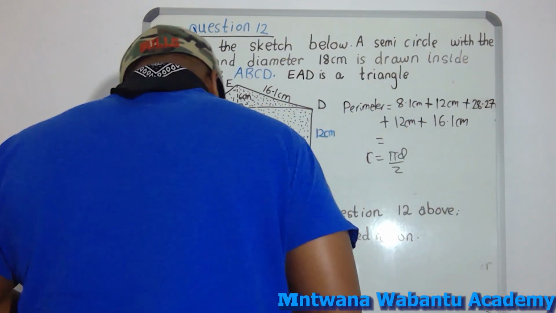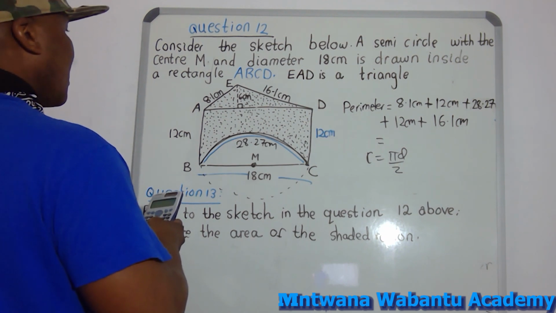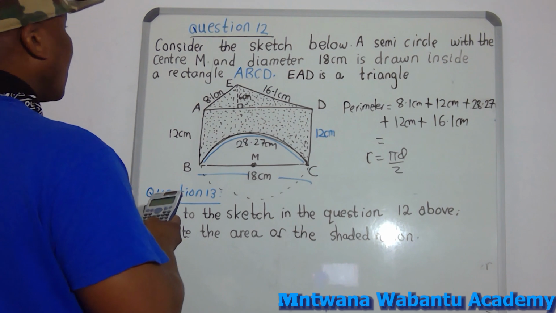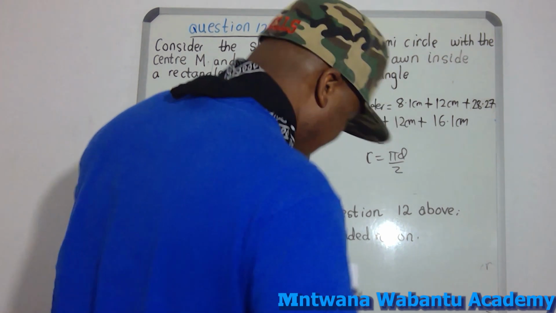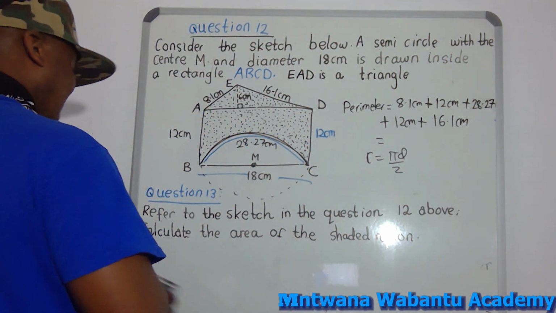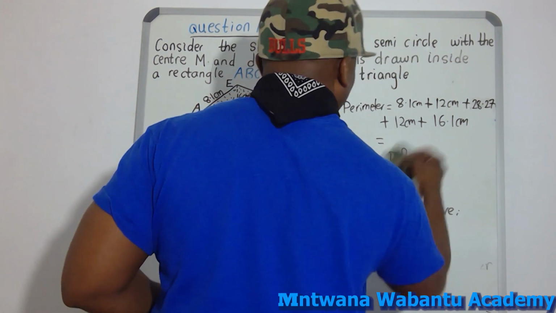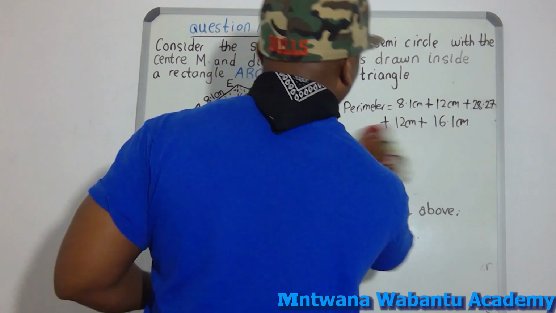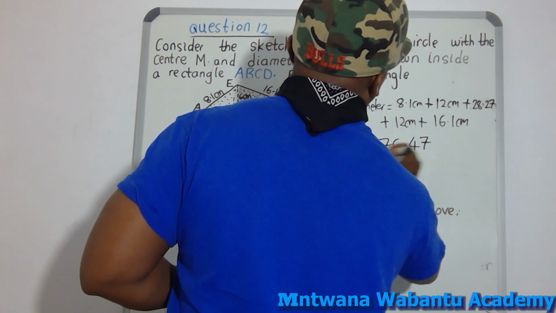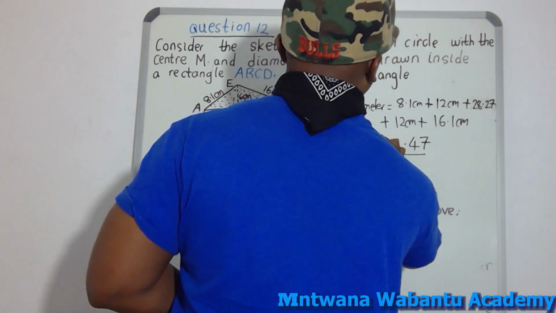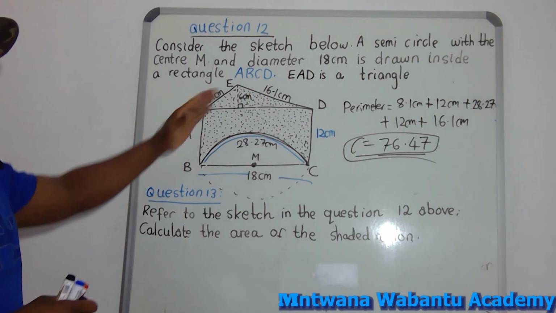So now, when you come here, we continue to add them. Okay, so the answer is going to be 76.47. When you add all these things, it gives 76.47. You see what I'm saying? So this is our perimeter, equal to 76.47. So we have the perimeter of the shaded region.